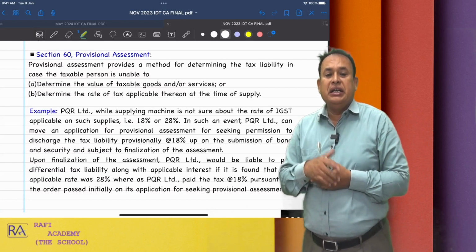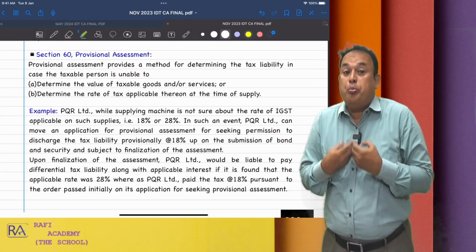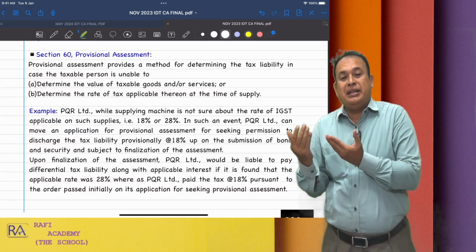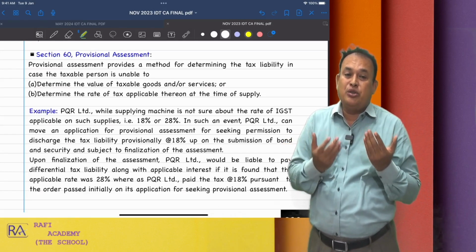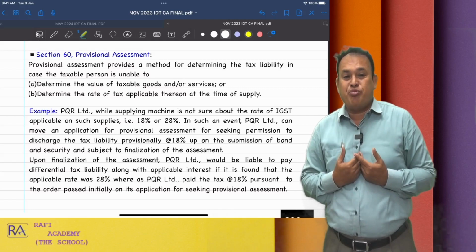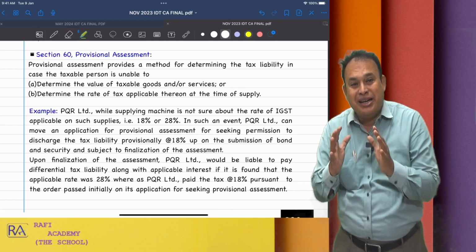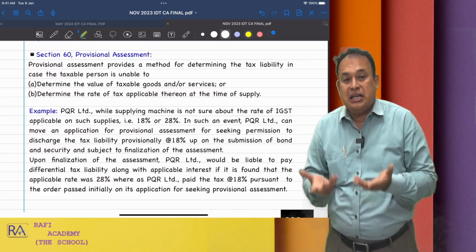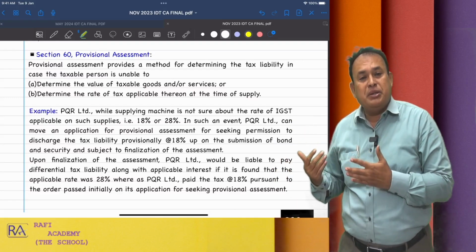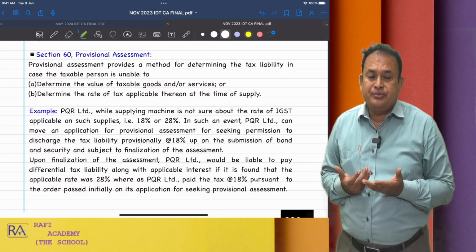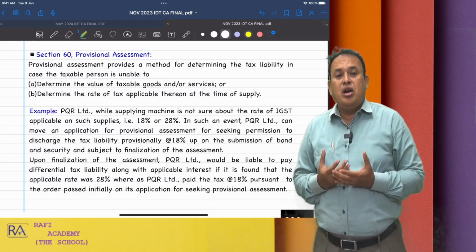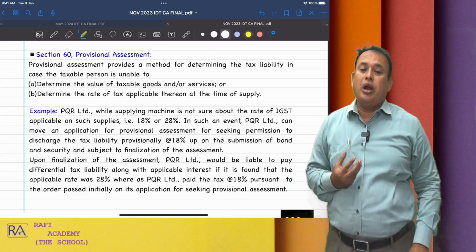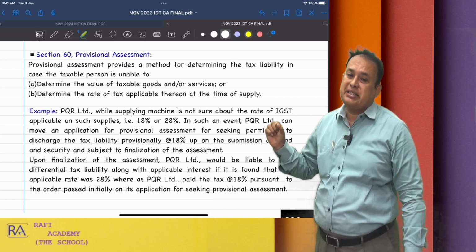In such cases, the taxpayer should approach the department. Sir, it is too difficult for me to determine the rate of tax, or too difficult to determine the value of supply, please grant me provisional assessment. Thereby I will pay the tax that you demand in the provisional assessment. And tomorrow, if it is finalized with excess payment, I claim the refund. If there is short payment, I will pay the short payment to you with interest. Like that, a particular procedure is well established under GST law, called provisional assessment, which is under section 60.